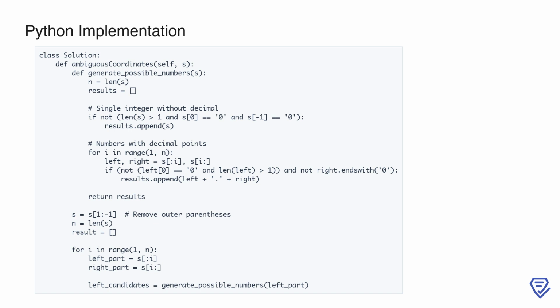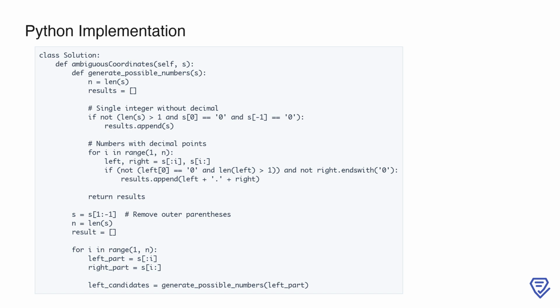results list. Next, we handle numbers with decimal points. By iterating through the string, we split it into two parts, left and right. We ensure that the left part does not start with 0 unless it's just 0, and the right part does not end with 0. If these conditions are met, we combine the two parts with a decimal point and add the result to the list.